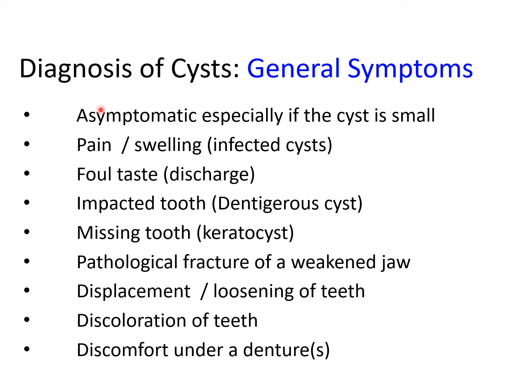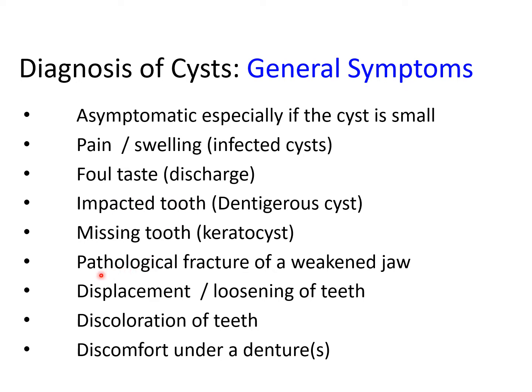Before discussing individual odontogenic cysts, it would be useful to review the general signs and symptoms associated with cysts. So cysts could be asymptomatic, especially if they are of a small size. Pain and swelling generally develops when the cysts get infected, and infection may be accompanied by foul taste due to discharge of fluid from the cystic lining. An impacted tooth may be associated with a dentigerous cyst, while a missing tooth may be associated with a keratosis, and we'll understand this more when we discuss the pathogenesis of dentigerous and keratosis.